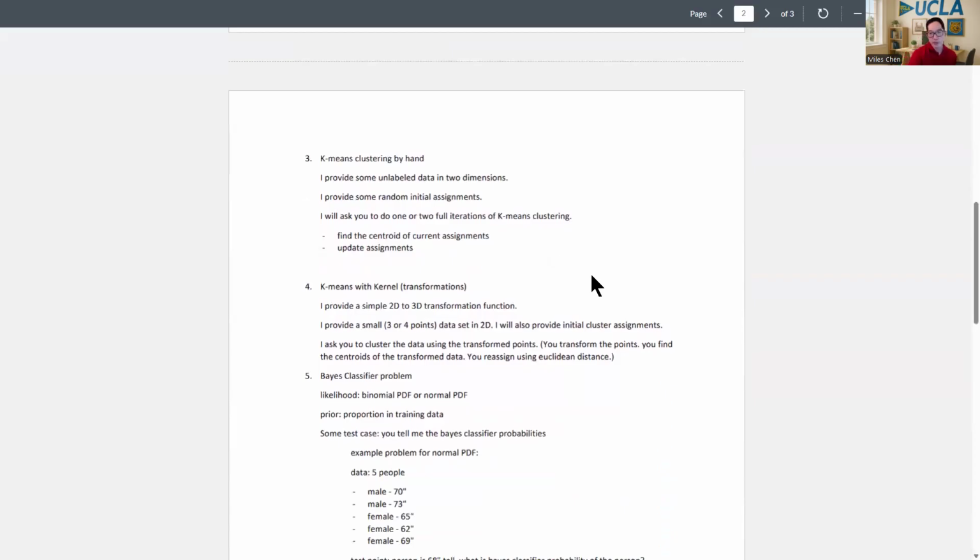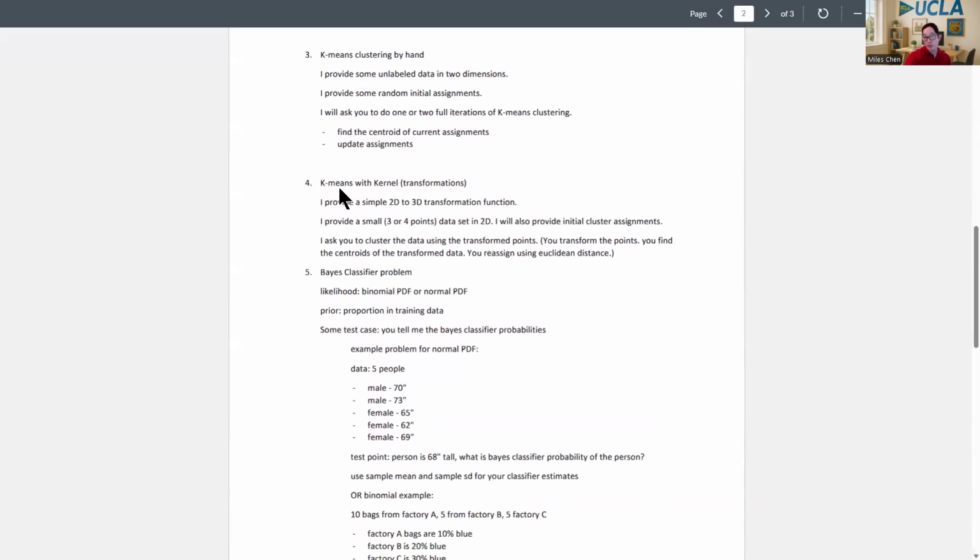Then I will ask you to do some k-means clustering, okay? I'll provide some unlabeled data, two-dimensional data, and maybe some initial assignments, and then I'm going to ask you to do either 1 or 2 full iterations of k-means clustering. So that means you're going to calculate the centroids, then update the assignments, and then maybe recalculate the centroids and update the assignments based on that. K-means clustering is an iterative algorithm, so I'll ask you to do a couple iterations of that.